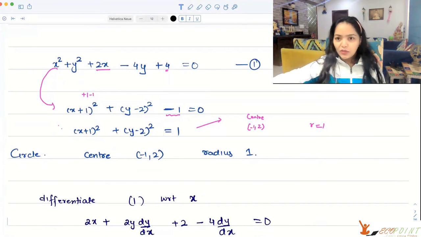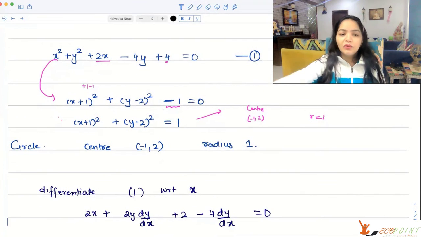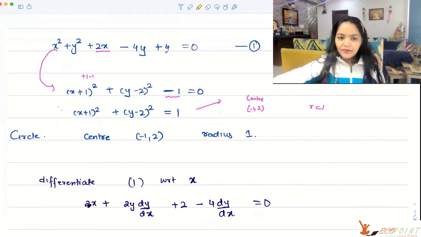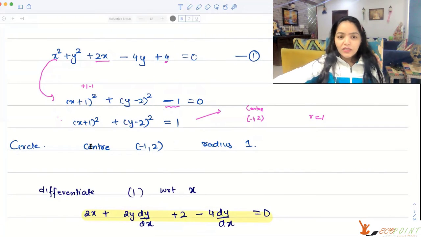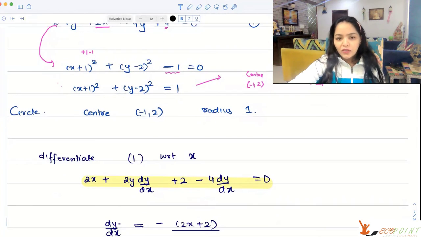Let's differentiate it with respect to x. And we will get 2x plus 2y dy by dx plus 2 minus 4 dy by dx equals to 0, right? Simple differentiation, nothing else, right? So simple differentiation, this is what I get. Okay, so we've differentiated it once. This is what I get, because when you differentiate 1, you will get 0. You just differentiated it with respect to x.